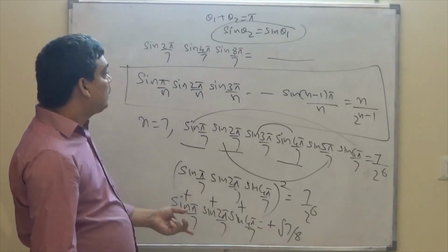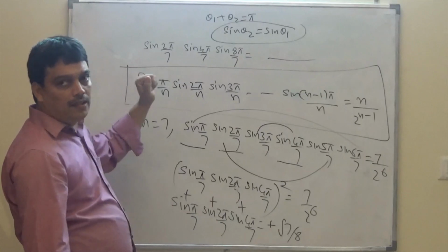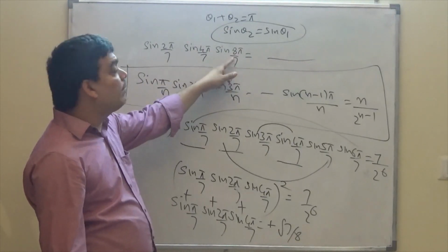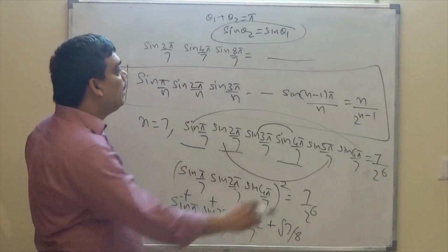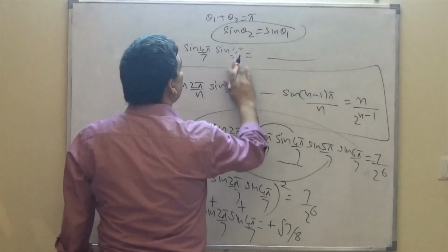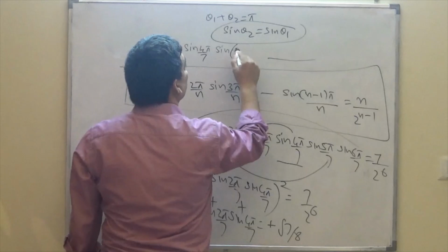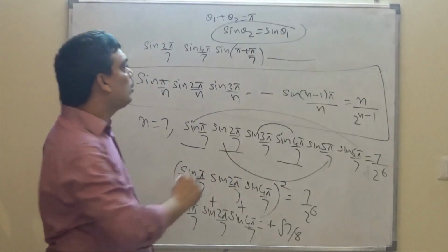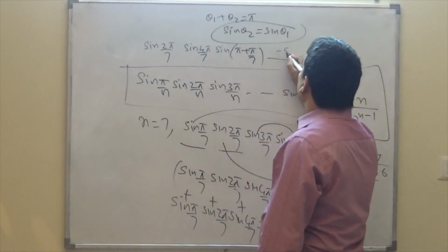Now this product and that product are similar because two terms are the same, only one term is different. So this can be converted into pi by 7. For example, here I replace 8 pi by 7 as pi plus pi by 7. We know that sine of 180 plus theta is minus sine theta. So this will be the same thing with a minus sign.